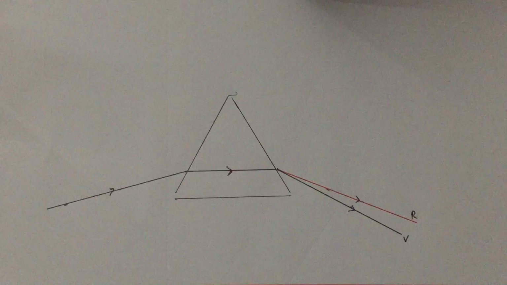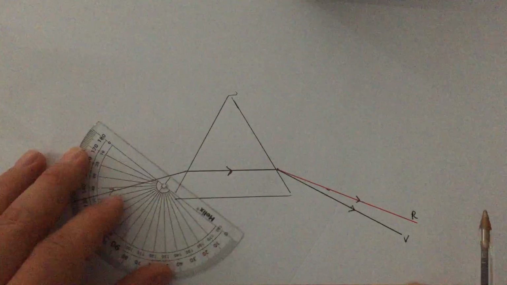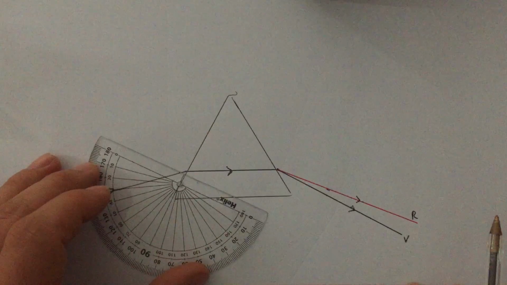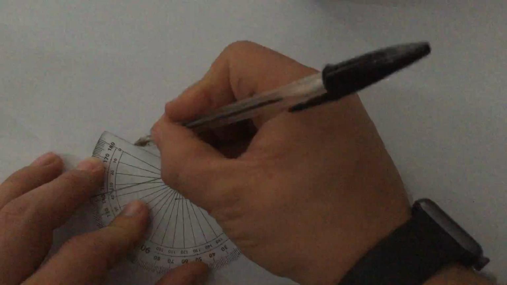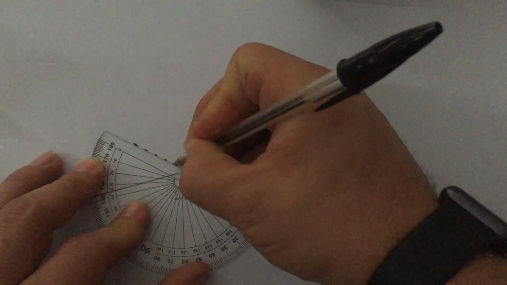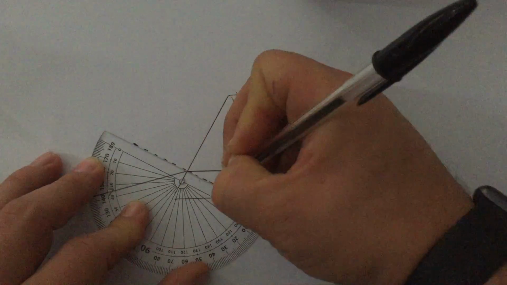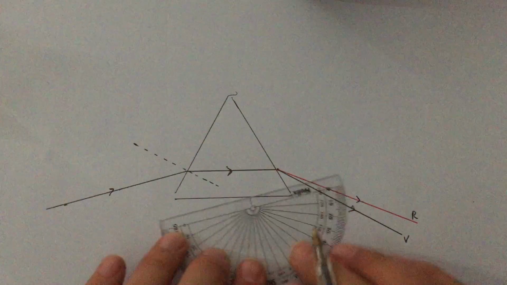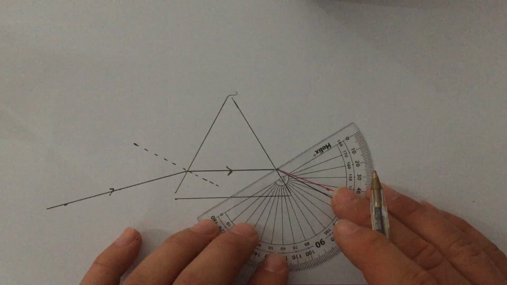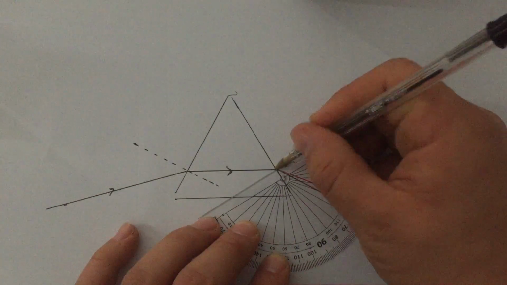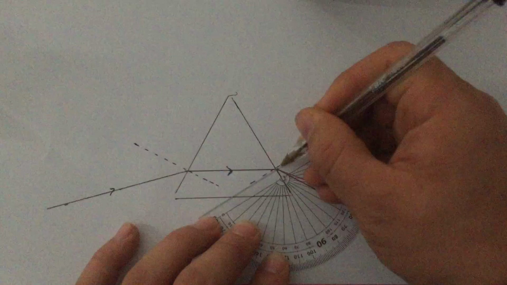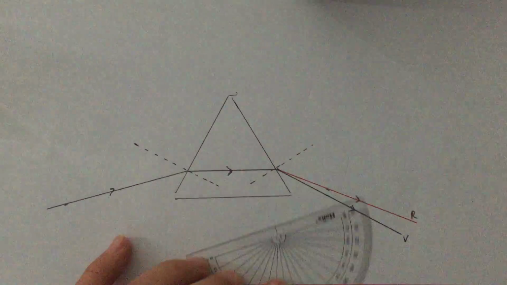And then we need to add our normal, so we need our protractor for that. So we want to line up the 90 along the surface, like so, and then draw our dotted line that represents our normal there. And we want to repeat the process here. So again, we line up our 90 along the surface, because we must have normal lines that are 90 degrees to the surface, otherwise they don't mean anything.